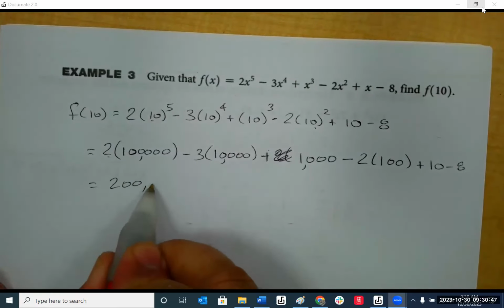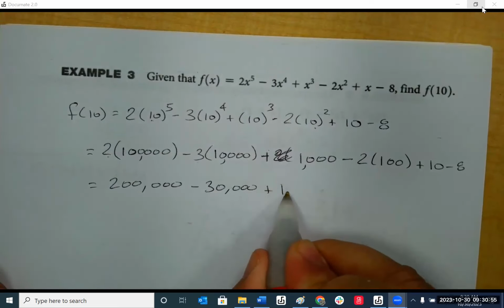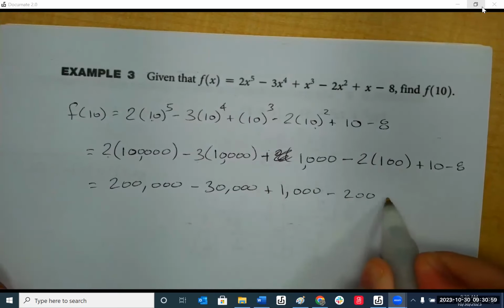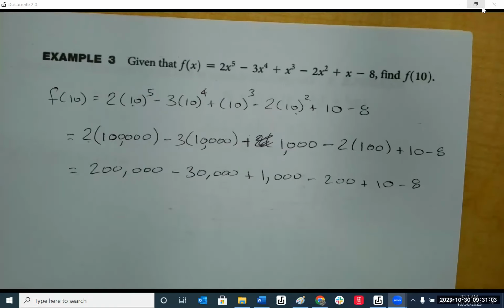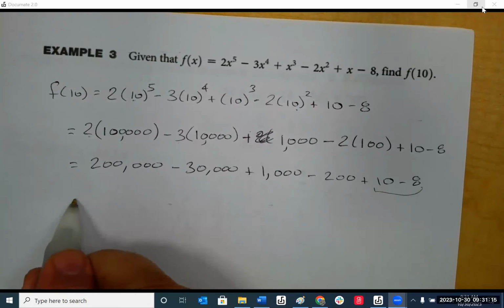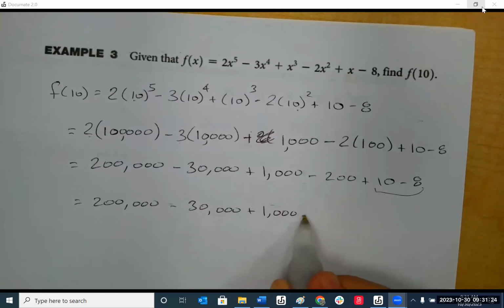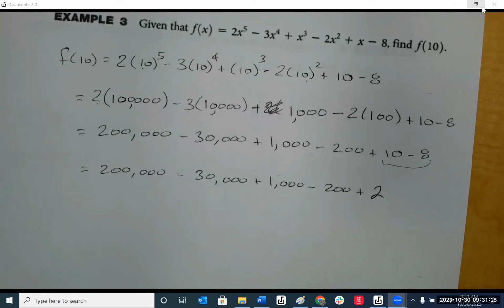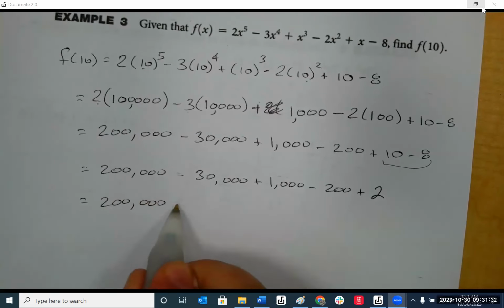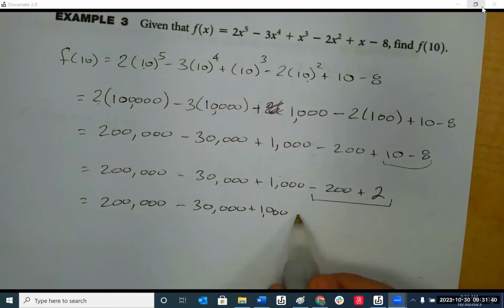Which times 2 is 200,000. Times 3 is 30,000. It's much easier if you start from this. In this case, 10 minus 8 is 2. Negative 200 plus 2 is, since 200 is bigger, so negative. 200 minus 2 is 198.